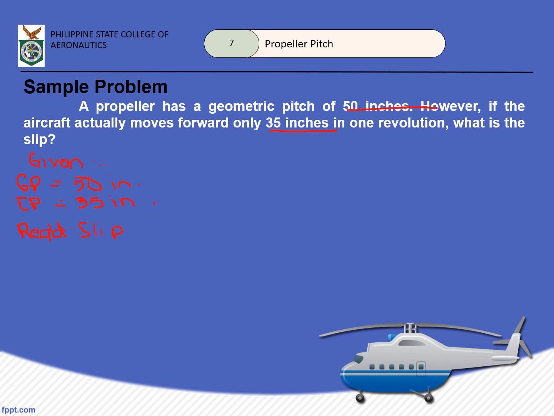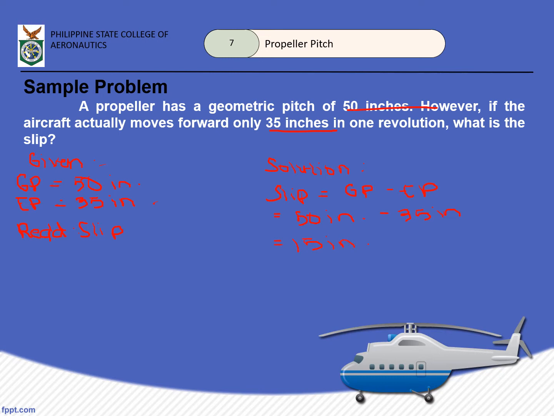And in order for us to do so, we would apply the idea behind ng ating slip. Ano nga ba yung slip? By definition, it is the difference that we would be getting from the GP minus EP. So, we simply subtract the two: we have 50 inches minus 35 inches. Here we would be getting 15 inches as a difference.